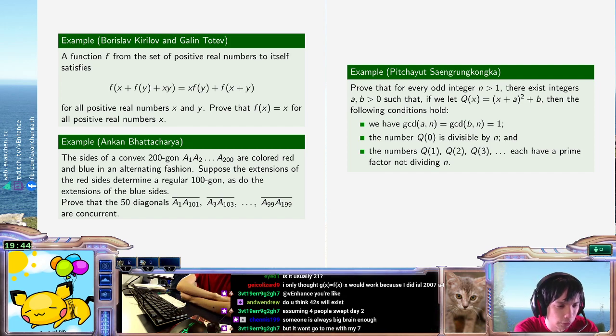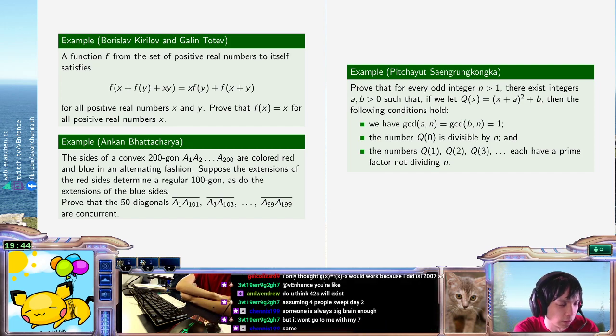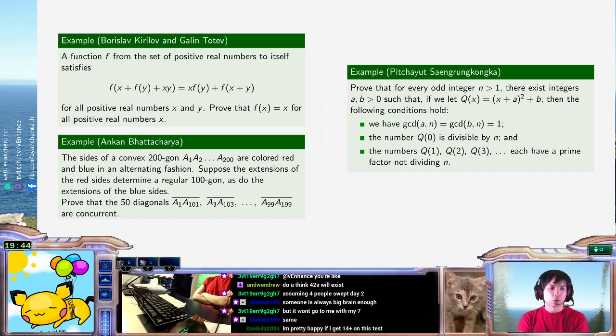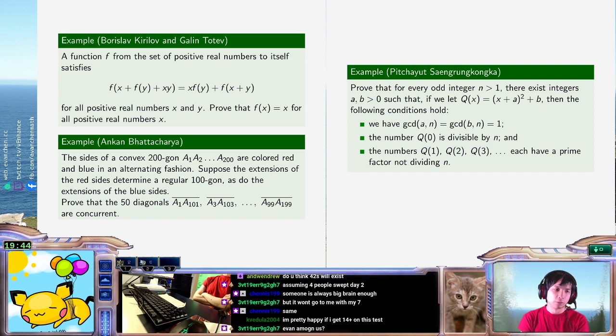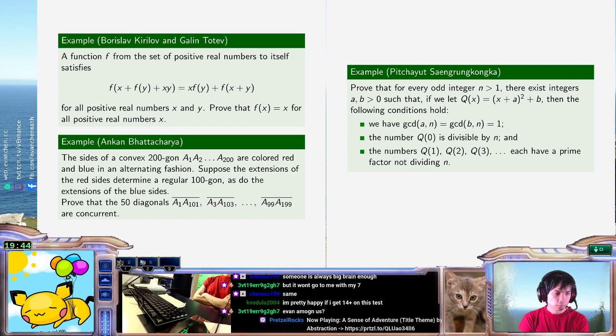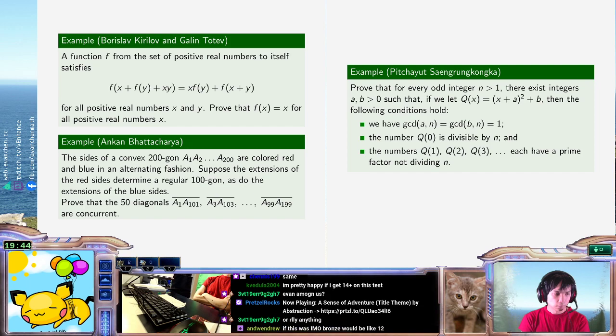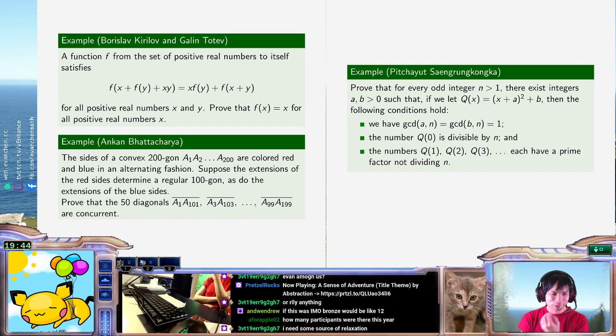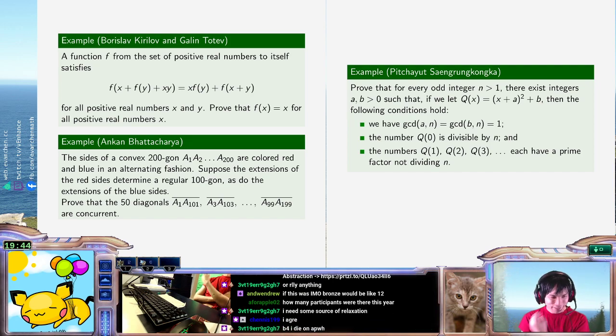Do you think 42s will exist? I haven't been listening in enough to the rumor mill to have a sense. I won't be surprised if there's a 42, and I won't be surprised if there's no 42. If this was IMO, bronze would be like 12. You'd probably get a ton of partial credit for doing nothing on problem 4.